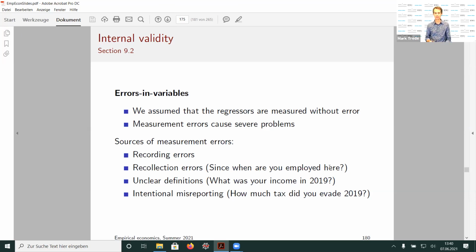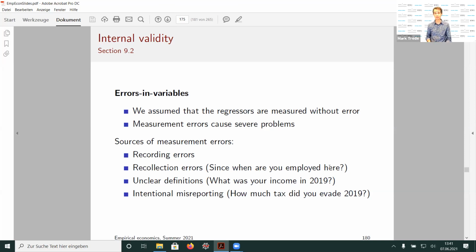So if the question is not clearly defined, then of course, different people answering that question will understand the question differently and therefore will give, in a way, wrong answers. So that's also a source of measurement error.